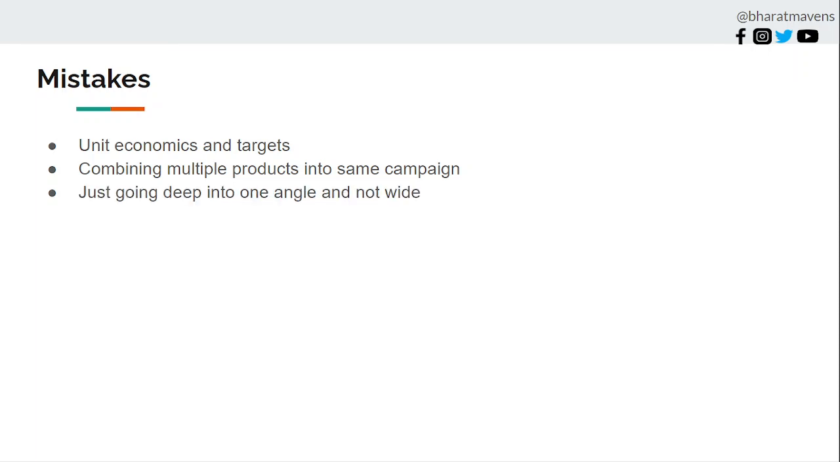Then just going deep into one angle is bad. Don't just trust UGC, or don't just trust 3 reasons 5 and 5 reasons 5 and stuff. Go wide as possible whenever you are advertising. That is when you build an army of winners, rather than one winner you can be more reliant on, which when broken can completely ruin the ad account. So build an army of winners.